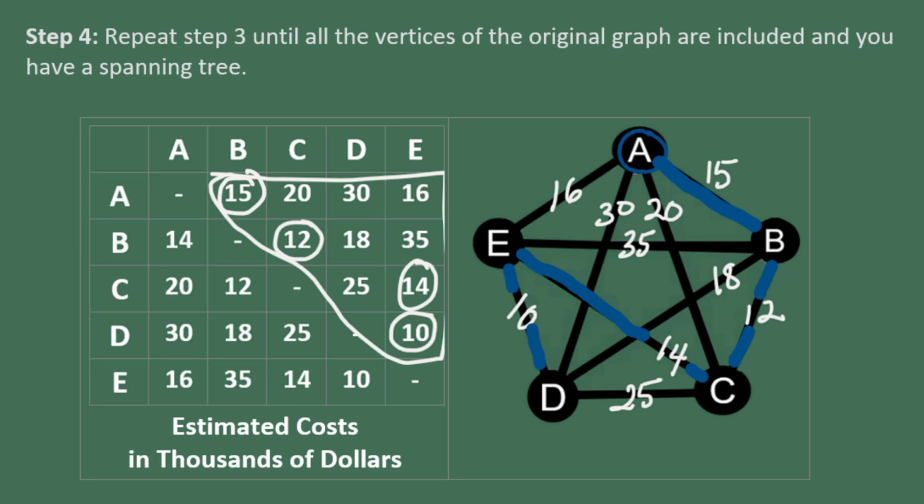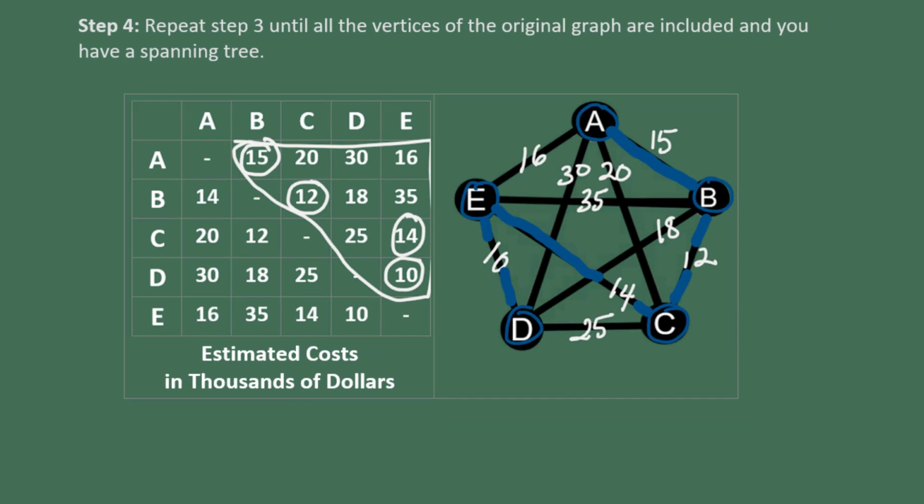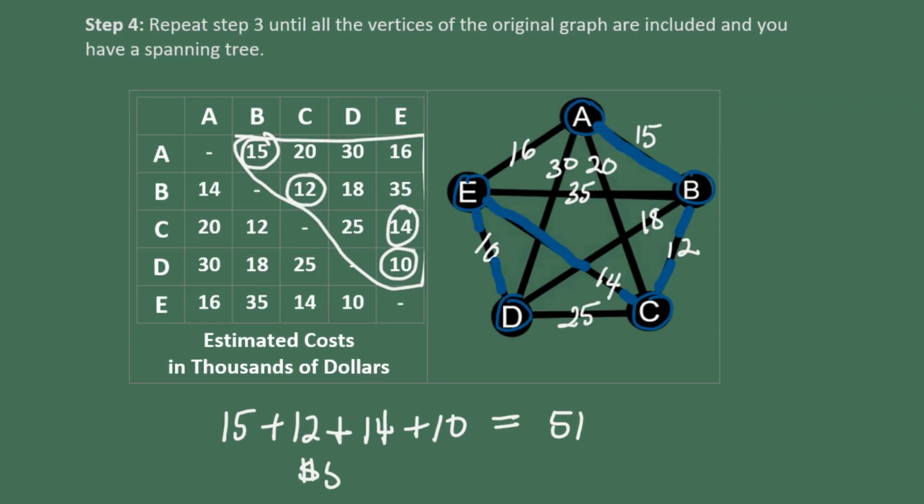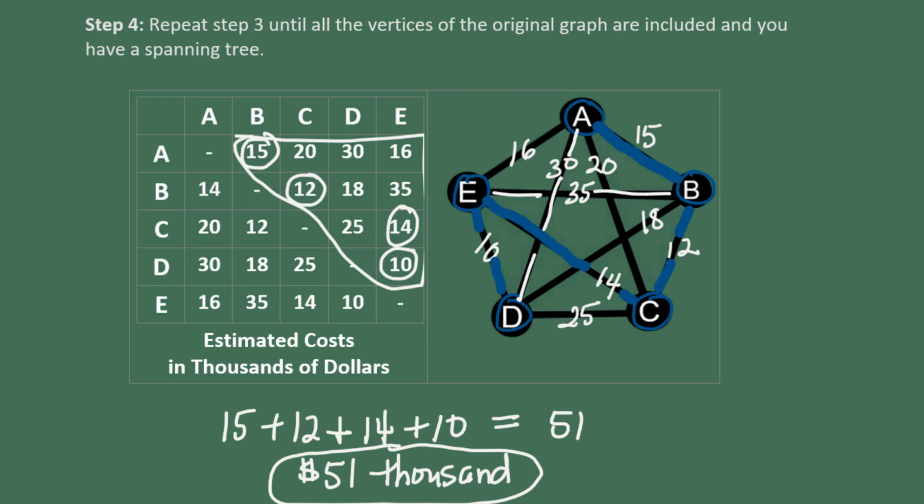We have A connected to B, connected to C, connected to E, connected to D. So we can use that as our minimum spanning tree. And the value or cost of that tree would be the sum of the weights of all the edges. We have 15 plus 12 plus 14 plus 10, which is going to be 51. So the total estimated cost of this project would be $51,000. You can tell that this would save a lot of money because if we had even selected A to D and E to B, just those two edges alone would have cost $65,000.